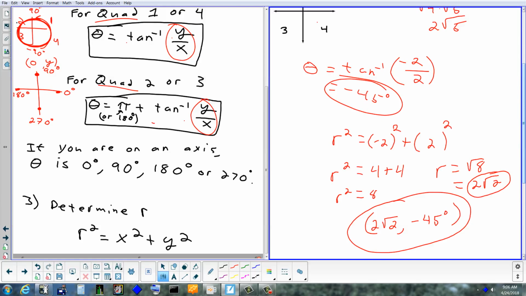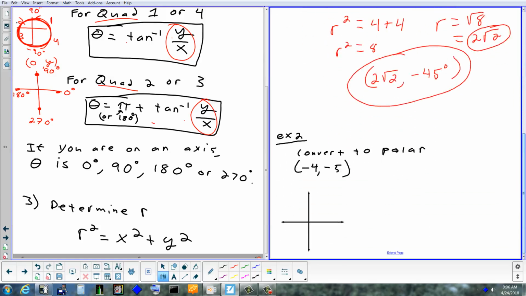This one you just add 360. So 2 root 2, comma, 315 would be how you would write it as a positive. And then we could do negative, and all the other stuff. Great. Questions on that one?